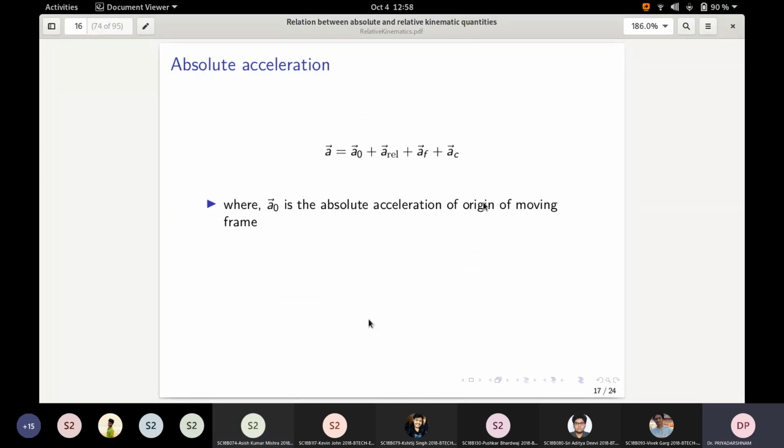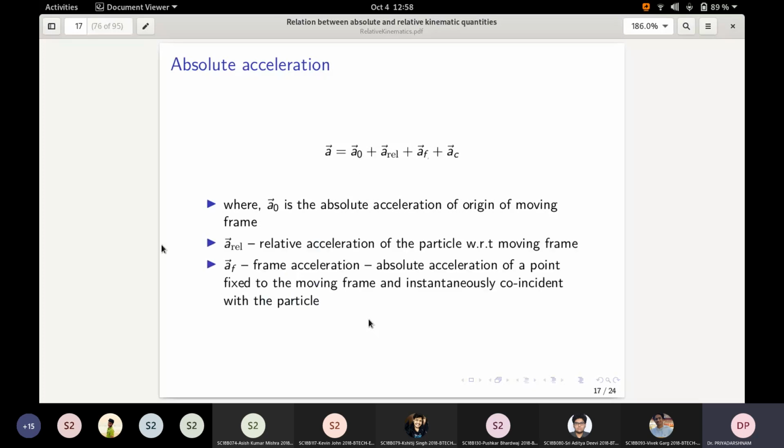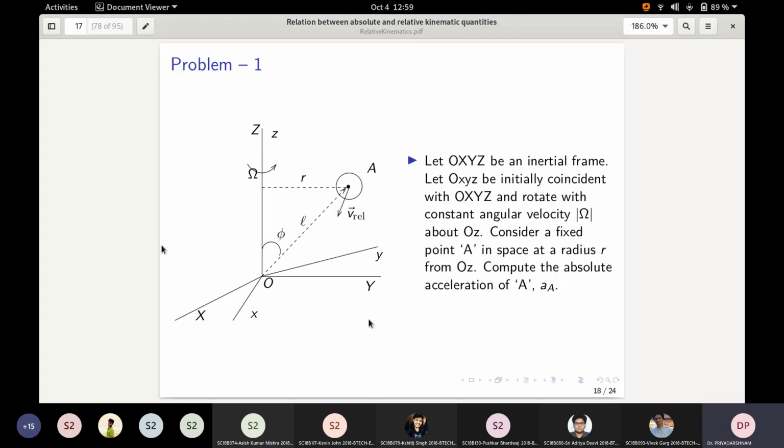We move further. Sometimes people also write this 4-term formula where certain terms have been compressed into some of them. That is, the frame acceleration contains 2 of these terms. You have Coriolis acceleration, frame acceleration, relative acceleration, and the acceleration of the origin. So this is also one way to represent the acceleration. We will move ahead and then give an example for this particular case.